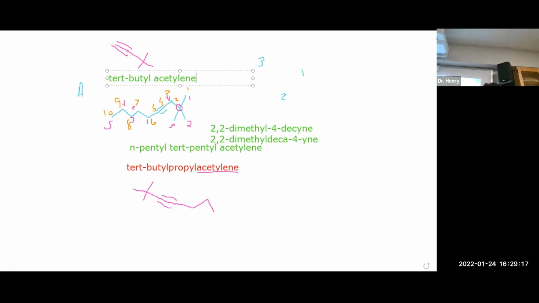Okay, and again, the YNE, if there are no other functional groups, has priority. So it wants to have the lowest number on it. Okay, lowest number.